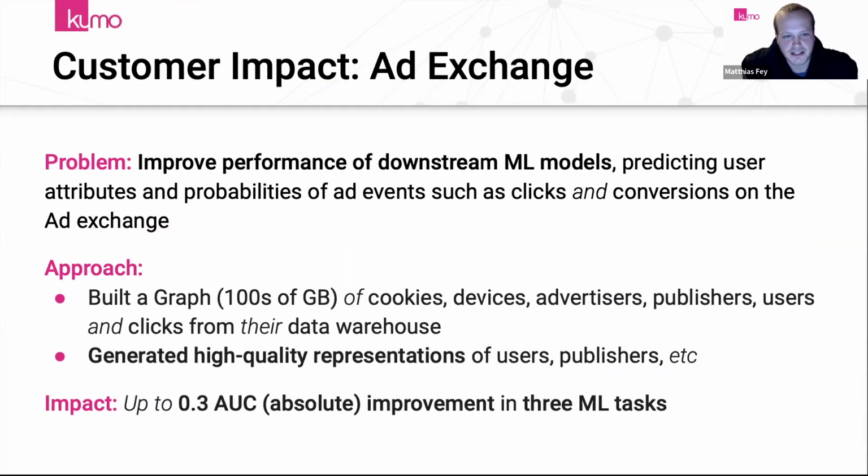Other customer highlights I want to quickly point out: we built a graph of around 100 gigabytes, including cookies, devices, advertisers, publishers, users, and so on. The goal was to generate high quality representations for each entity such that they can be used in other downstream machine learning models. And the impact of using Kumo generated embeddings was that we were seeing up to 0.3 AUC absolute improvement on 3 different machine learning tasks.